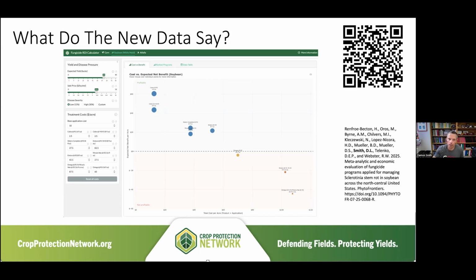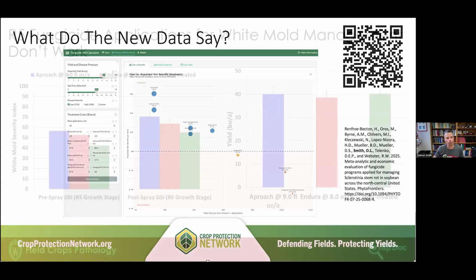We do have a trial out this year looking at various varieties and their sensitivity to Cobra in a white mold nursery. So we're going to try to get a better handle on what's going on there and what that recommendation adjustment might be for that particular program.